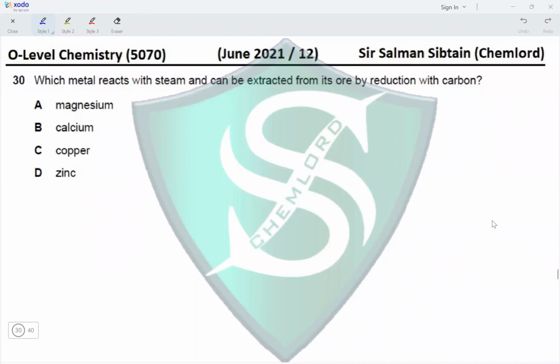Question 30. Which metal reacts with steam and can be extracted from its ore by reduction with carbon? So, magnesium reacts with steam. Yes. Calcium does not. Copper does not. But zinc does react with steam. So, we have eliminated options B and C. Now, it can be extracted from its ore by reduction with carbon. So, magnesium is not extracted by reduction with carbon. So, we are left with zinc. Zinc is reduced from its ore on reaction with carbon, making zinc the correct option here. So option D is the correct option for this question.